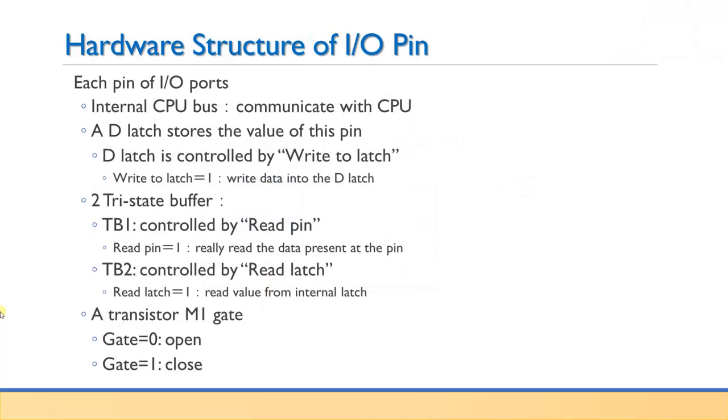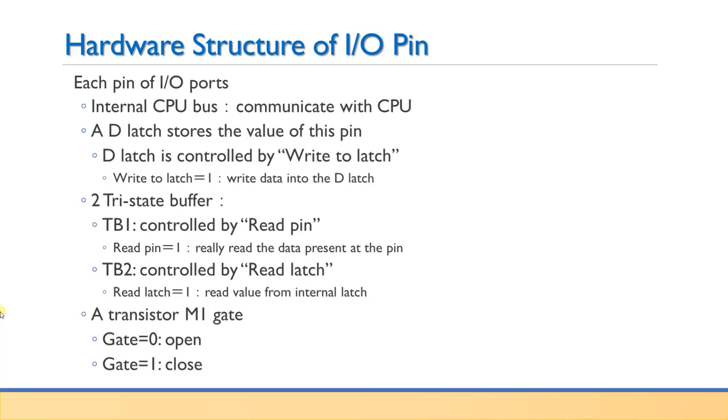Now the hardware structure of the I/O pin: each pin of the I/O port is connected internally to the CPU bus for communication with the CPU. Then there is a D latch which stores the value of this pin, and the D latch is also controlled by the write to latch pin. If the write to latch is 1, it writes data into the D latch.